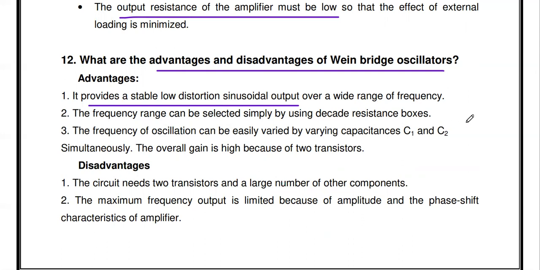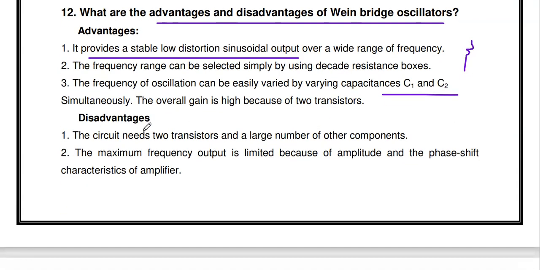In the feedback network we are using the components resistor and capacitor. If we want to vary the frequency, we can alter either the resistor value or the capacitor value by the use of a decade resistance box. Then the frequency of oscillation can be easily varied by varying the capacitances C1 and C2 simultaneously. So these are the advantages of Wein bridge.